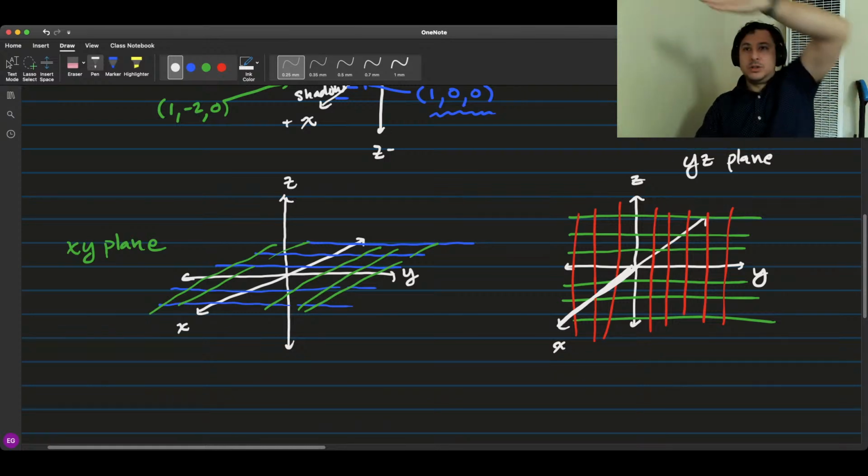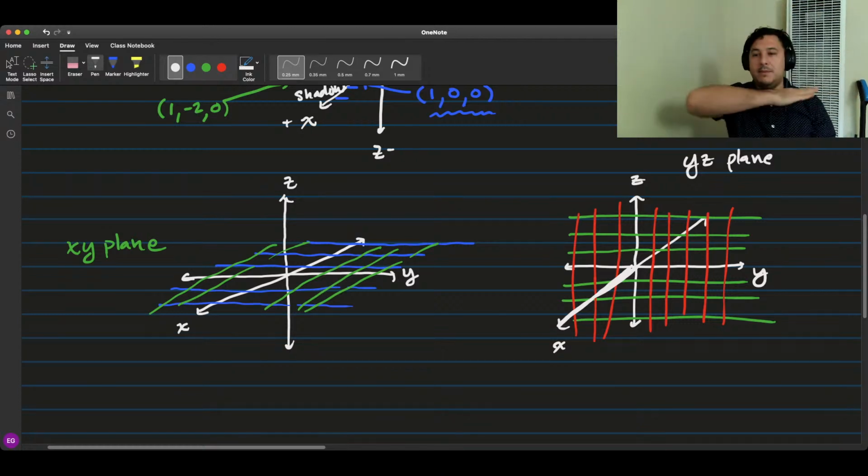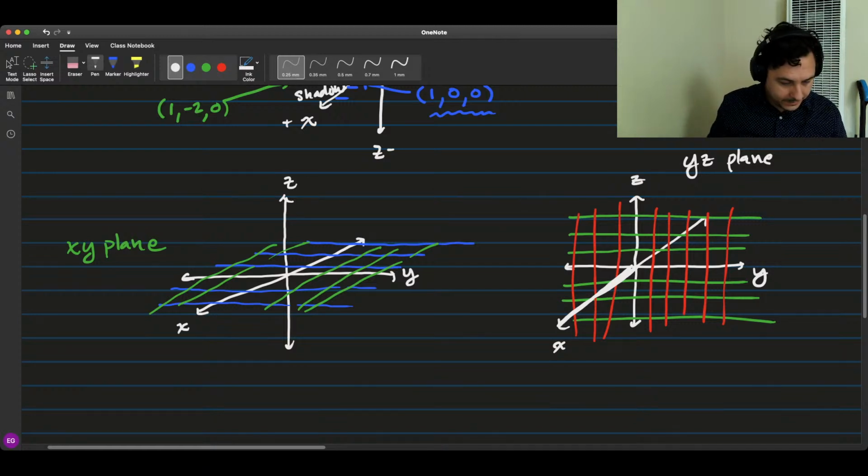It's like a vertical sheet of paper going like this. The xy plane was like this. The yz plane is like this. Okay, and we're going to talk about how you mathematically describe these. There's one more we'll talk about, but let's go back to the xy plane.